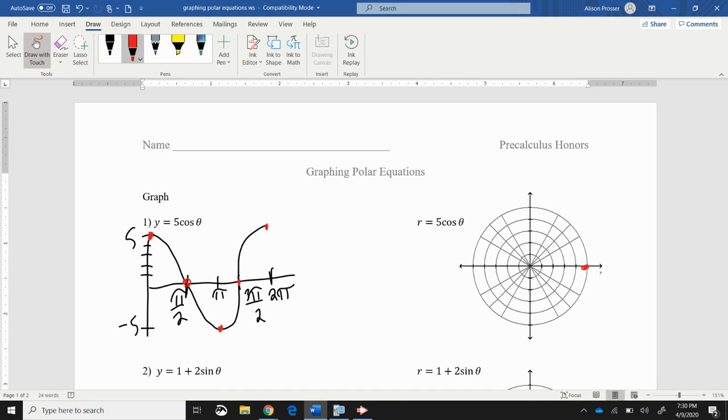At pi over 2, we're back to 0, so it would be here. At pi, we'd be at -5. So if you went out here, we'd have to go back here. So this point would actually be a double point. 3 pi over 2 is back here at 0, and then 2 pi is here. So you really only have 2 points, but if we know it's a circle, you should make this as circle-like as possible, and you know the basic shape.